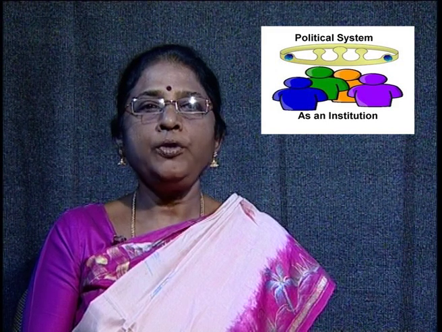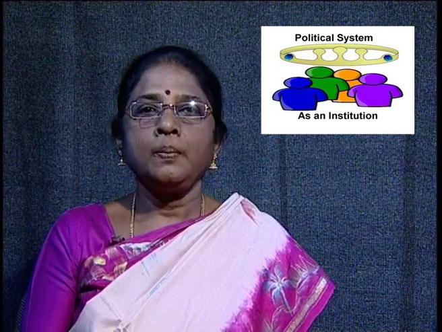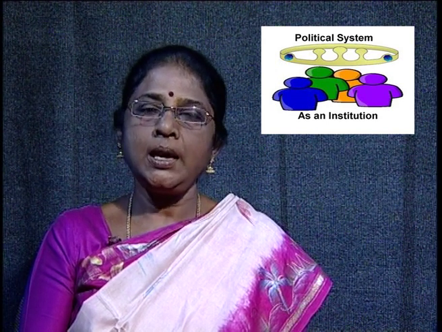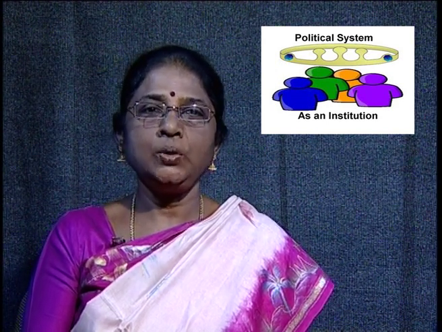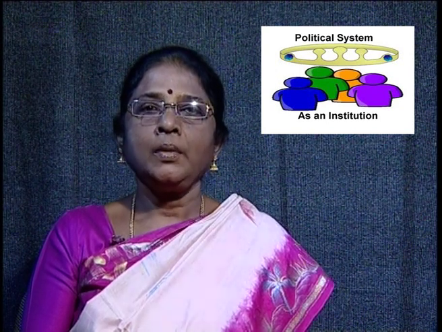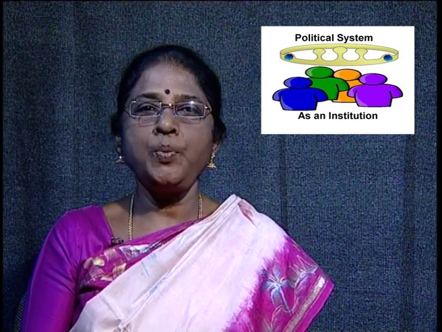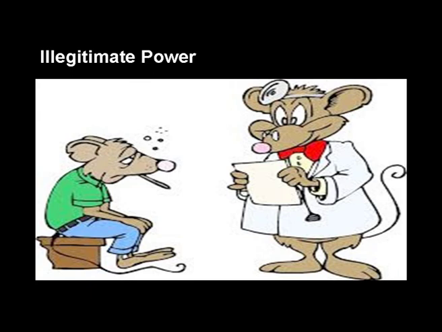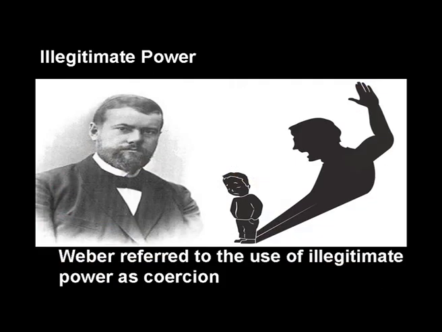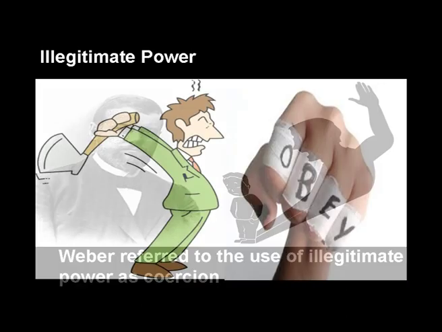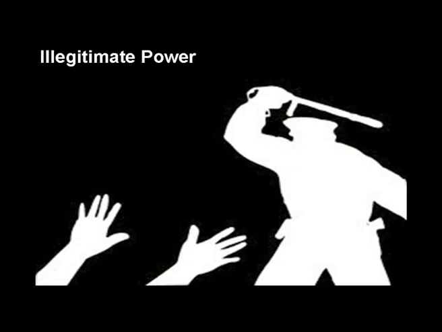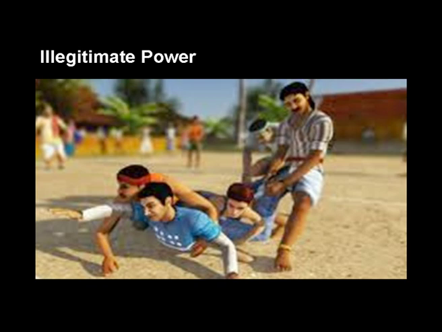Now, I will explain a few types of power, the legitimate and illegitimate. First, I will explain to you the illegitimate power. Illegitimate power is the control that is being exercised over people who do not recognize the right of those who exercise the power to do so. Weber referred to the use of such power as coercion. The illegitimate power is used to employ the threat of force in order to maintain obedience in the society.